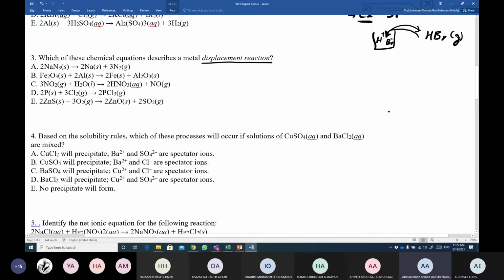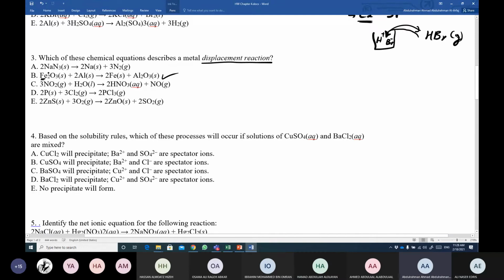Right? Okay. Which one among these is displacement? Is it A, B, C, D, or E? B. B, correct. Why? Because in E, Al displaced Fe.